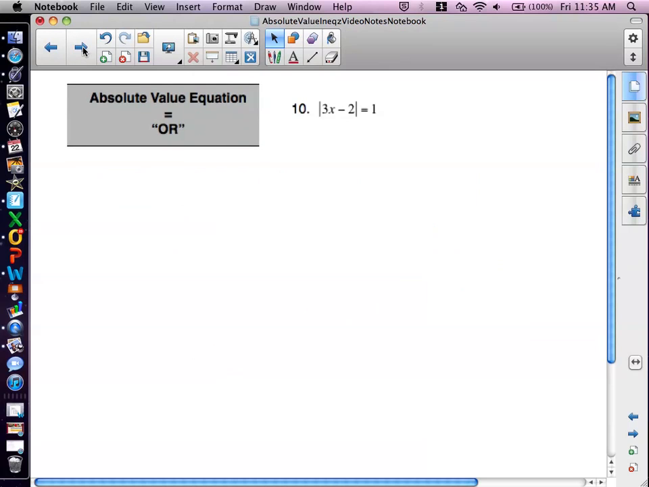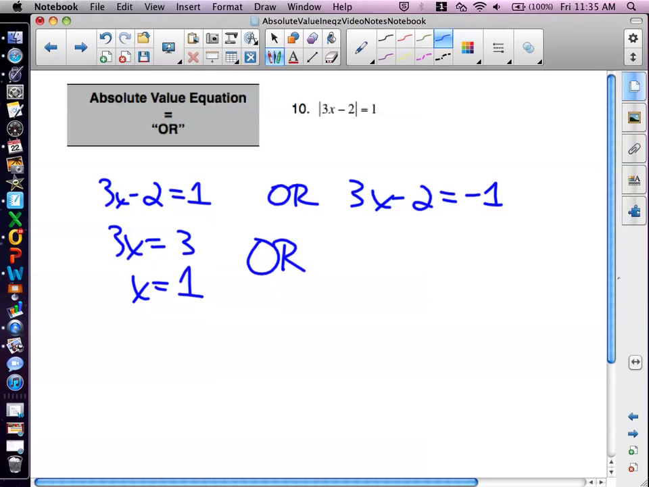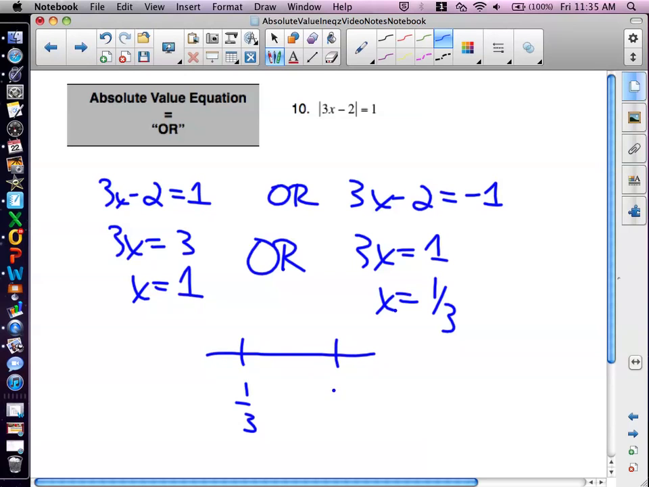Okay, the last example in solving, I have 3x minus 2 equals 1, or 3x minus 2 equals negative 1. So 3x equals 3, therefore x equals positive 1, or 3x equals 1, x equals 1/3. So for my number line, I have 1/3, I have 1, solid circles, and we'll go back and review this.